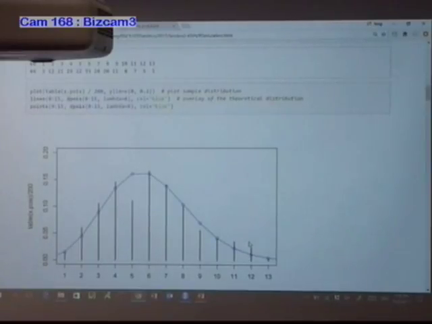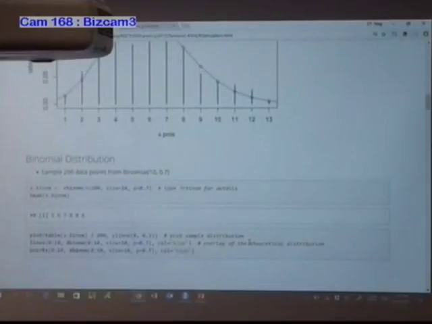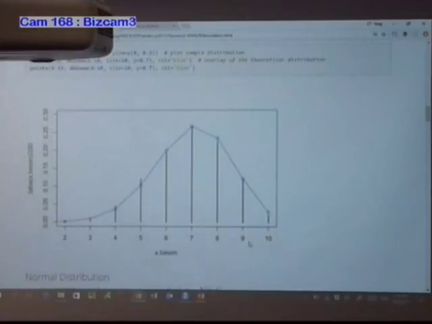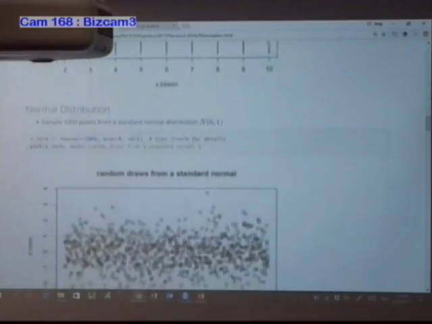Being able to visualize things would help a lot. If you just see the numbers, it's not so clear, right? Compare that, it's not so perfect, but out of 200 points, that's all right. And binomial, I'm not going to talk about. There's something similar. You can do the same thing in the comparison. Normal is more important, so let's do normal.